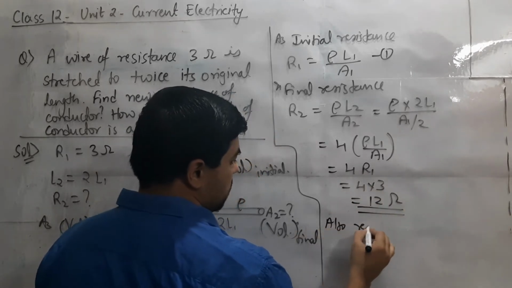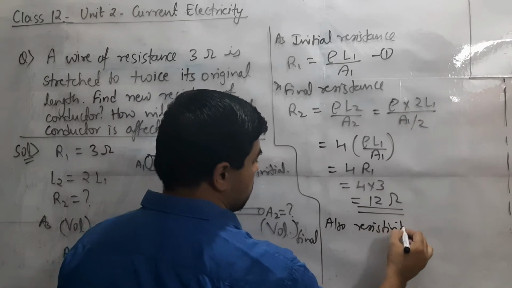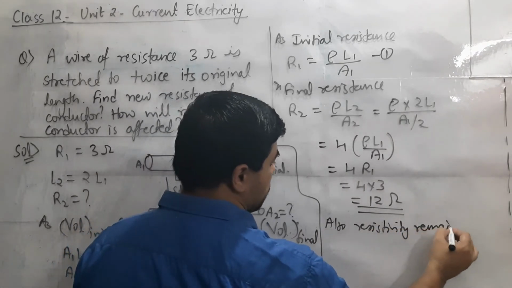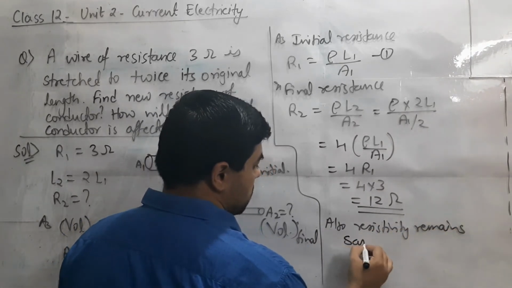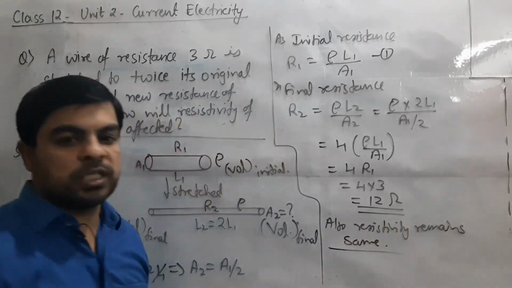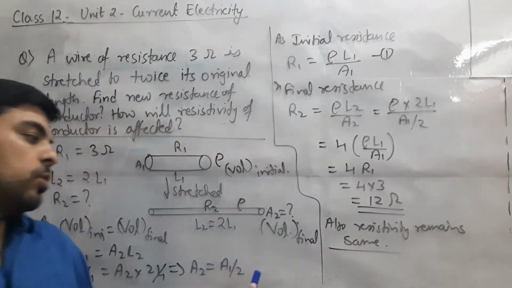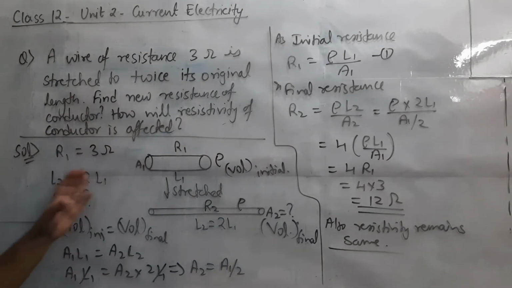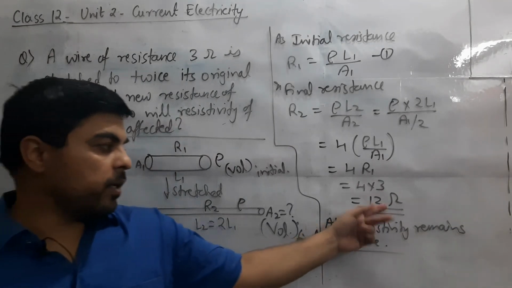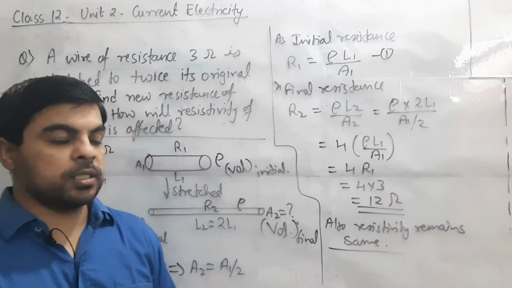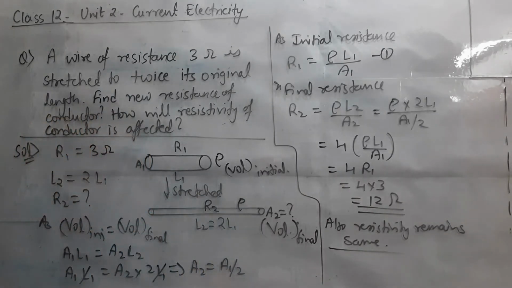Also, resistivity remains the same, no change in resistivity, as the material is not changing, nor is there any change in temperature. So the resistivity will remain the same, but the resistance will be affected and it will become 12 ohm. Okay, hopefully you have understood this. So you can note it down by pausing the video.